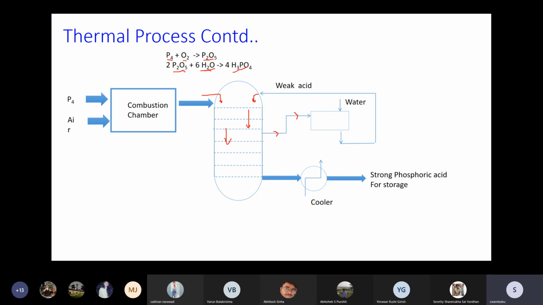Upon absorption of P2O5 with the weak acid, the P2O5 reacts with water and forms phosphoric acid. That way we can get strong phosphoric acid, and that goes to storage. During the mixing, some heat is generated. This heat of mixing is removed using this cooler before the phosphoric acid is sent to the storage tank.